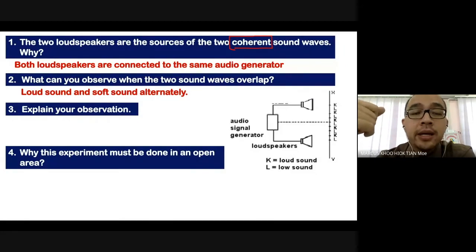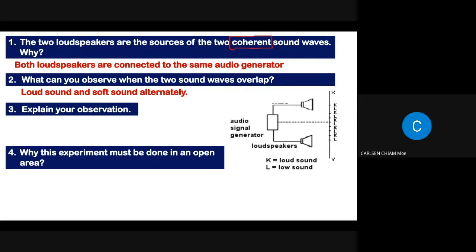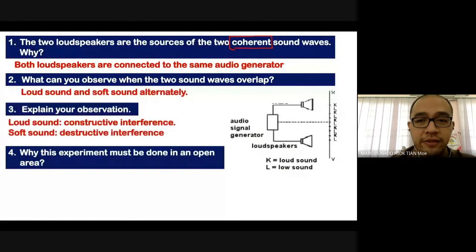The loud sound represents what kind of interference, and the soft sound represents what kind of interference? Constructive interference. And Meryl, the soft sound will represent? Destructive interference. That's the explanation: the loud sound is produced because of the constructive interference.